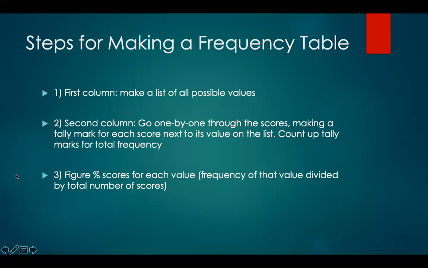So to make a frequency table, in your first column, you must make a list of all of the possible values. And in the second column, you go one by one through your list of scores, making a tally mark for each score next to its corresponding value on the list. And then you tally up all those marks to find your frequency for each of those particular values. In column 3, you figure the percentage of scores for each value. So again, you do this by dividing the frequency for each particular value by the total number of scores that you measured.